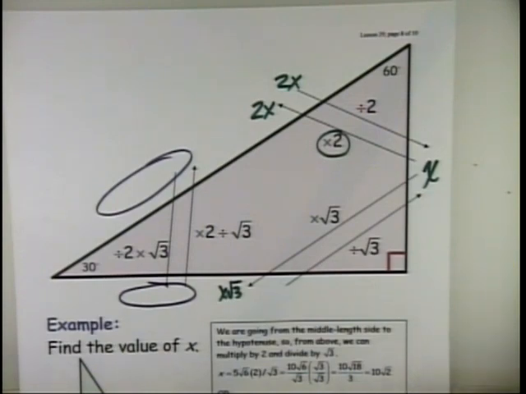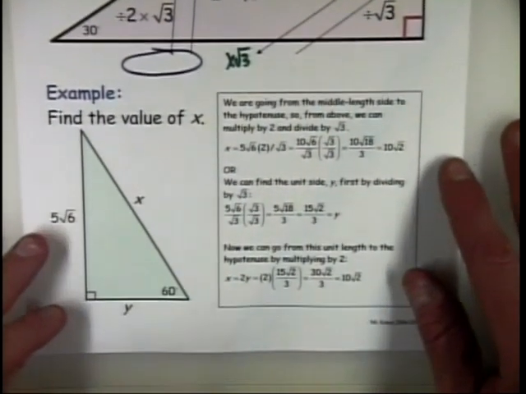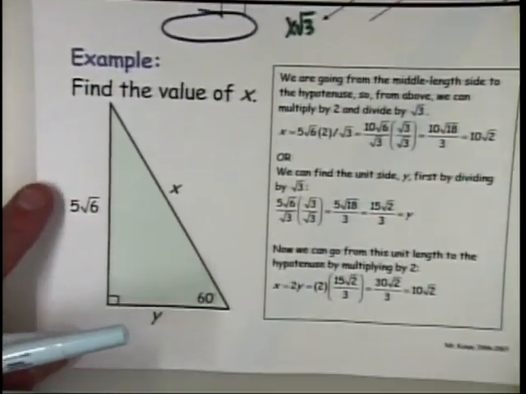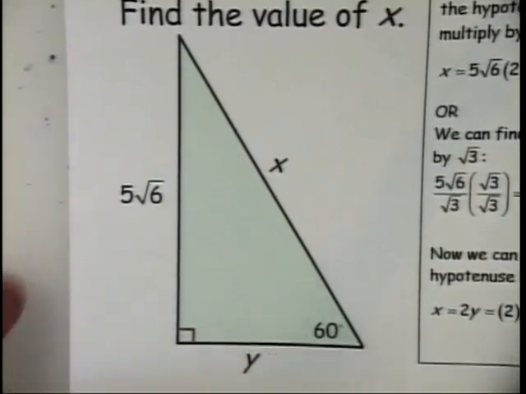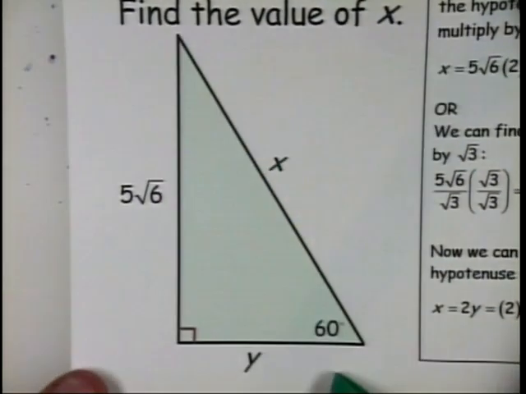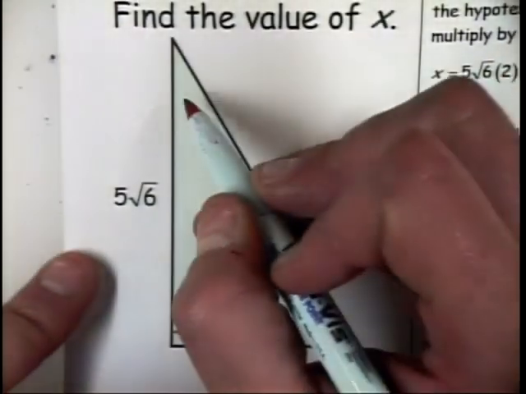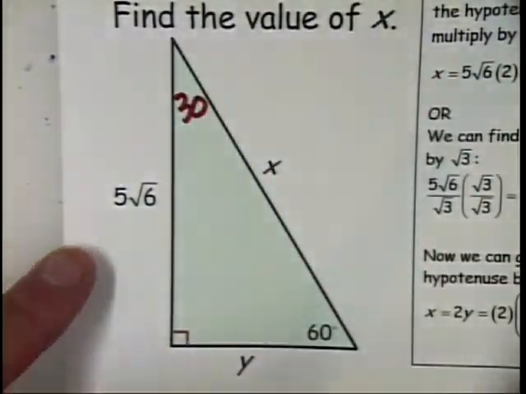For example, let's look at this problem here. I actually have this one kind of worked out already. We're trying to find the value of x right here. So notice that I do have a 60 degrees, and that's 90 degrees. So that means the other angle up here has to be the complement of 60, which is 30.